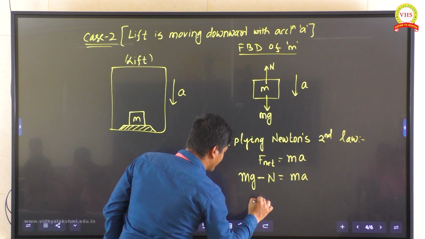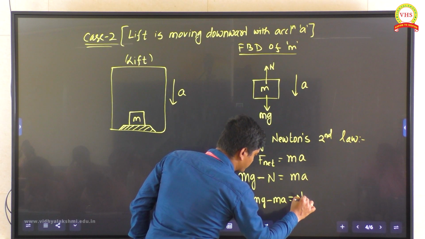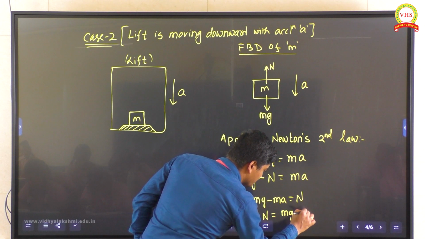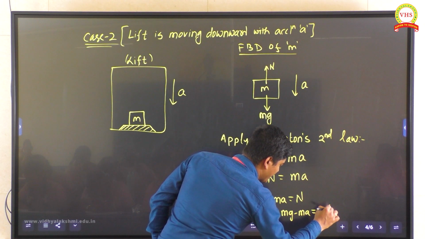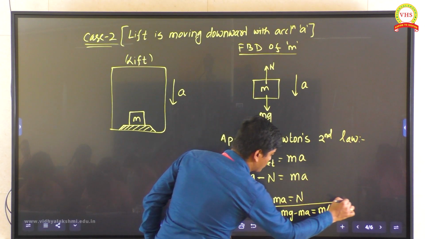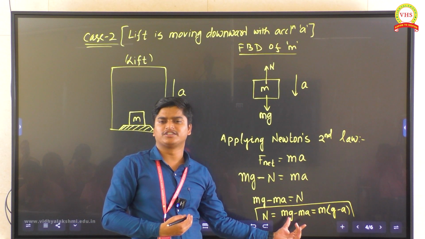Now if you want to find N here, how to find? mg minus ma equal to N. So N is mg minus ma, or taking m common, m(g minus a). That means mg is your original weight, but now the normal reaction is coming less than your original weight.